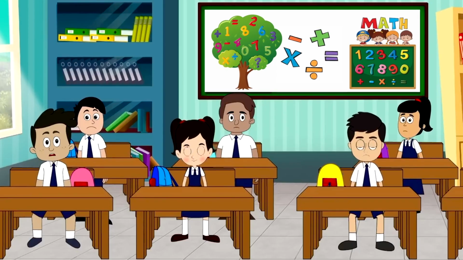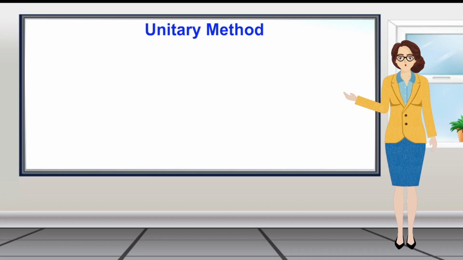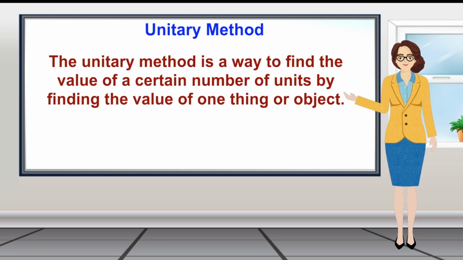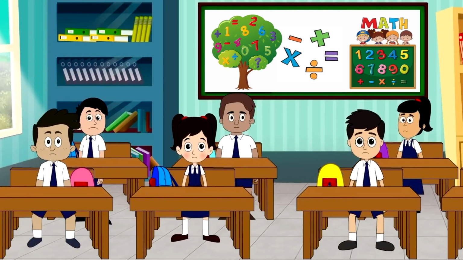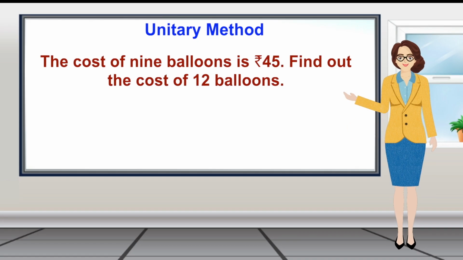Unitary method. Students, let's learn about an interesting way to find the value of a certain number. The method that we use to find the value of a certain number is known as the unitary method. The unitary method is a way to find the value of a certain number of units by finding the value of one thing or object. Let us learn it from an example. Example: the cost of 9 balloons is rupees 45. Find out the cost of 12 balloons.